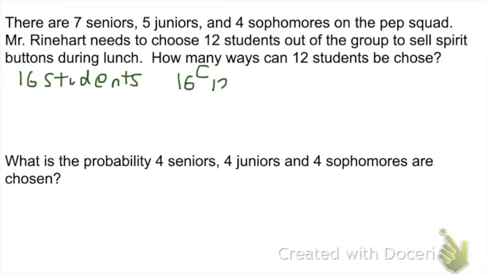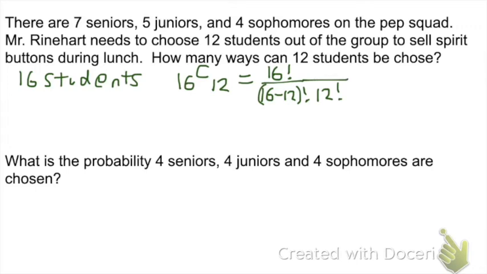Choose 12. All right, that's our combination. This is 16 factorial over 16 minus 12 factorial, 12 factorial.